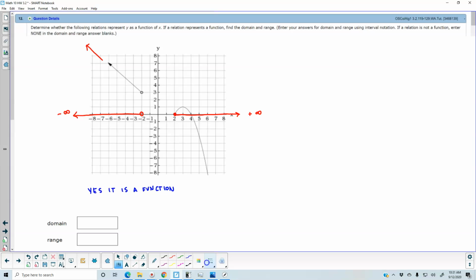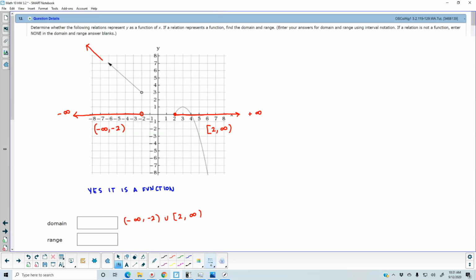It's continuing from there. Now, when we write this in interval notation, we're going from negative infinity. The open circle at -2 is represented by a parenthesis. And then on this side, we have a closed dot at the value of 2, so we have a bracket, and it's going towards positive infinity. So therefore, the domain of this function is negative infinity to -2, union, bracket 2 to infinity.